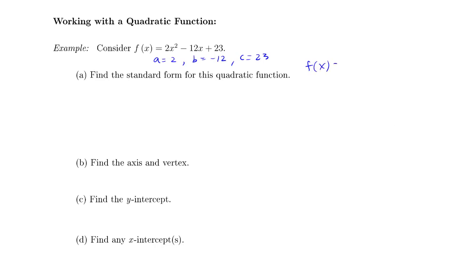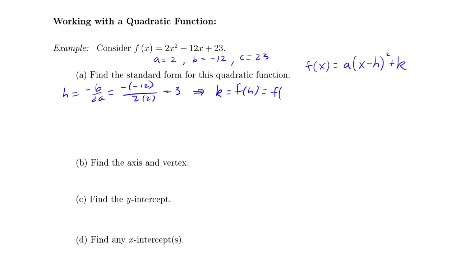So if you remember, that's just a(x minus h) squared plus k. And I know that I can get h as negative b over 2a. In other words, negative 12 over 2 times 2. So that gives me 12 over 4, or 3. And then I could use that to get k as just f of h, or in other words, just f of 3. So if I plug 3 in, 2 times 3 squared minus 12 times 3 plus 23 would give me 5.